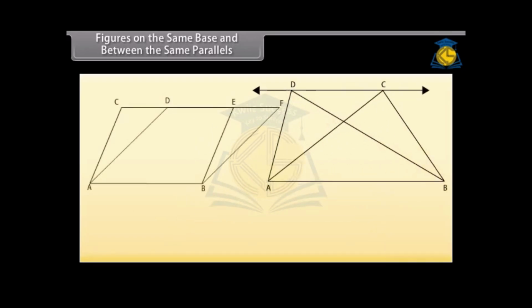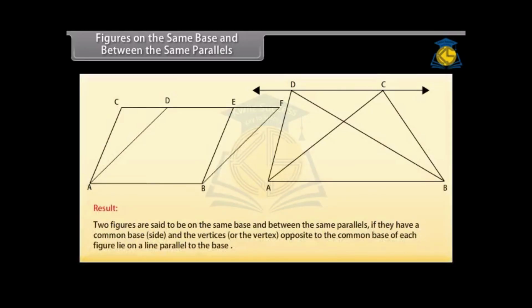So we can say that the 2 figures are said to be on the same base and between the same parallels if they have a common base side and the vertices or the vertex opposite to the common base of each figure lie on a line parallel to the base.